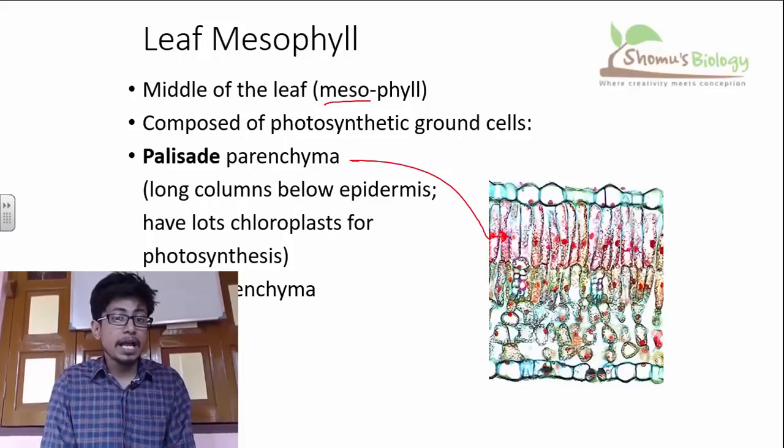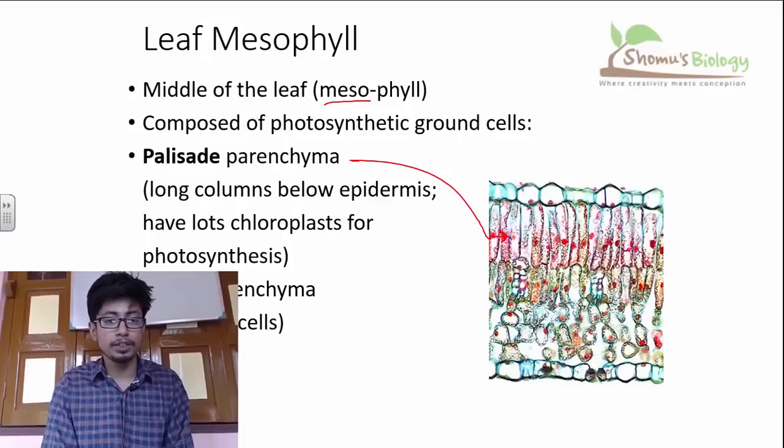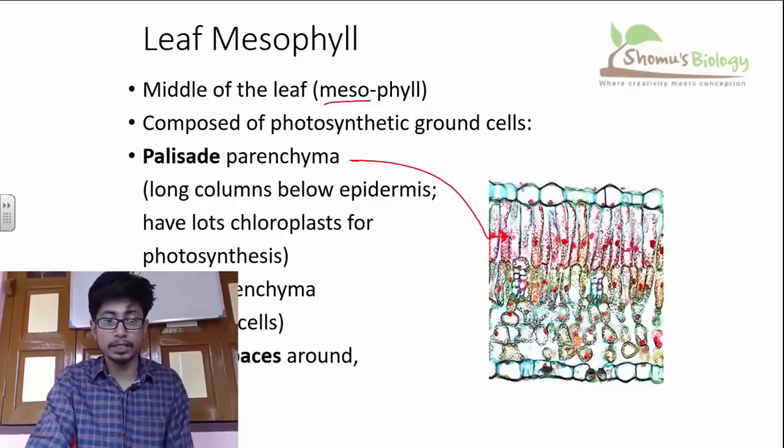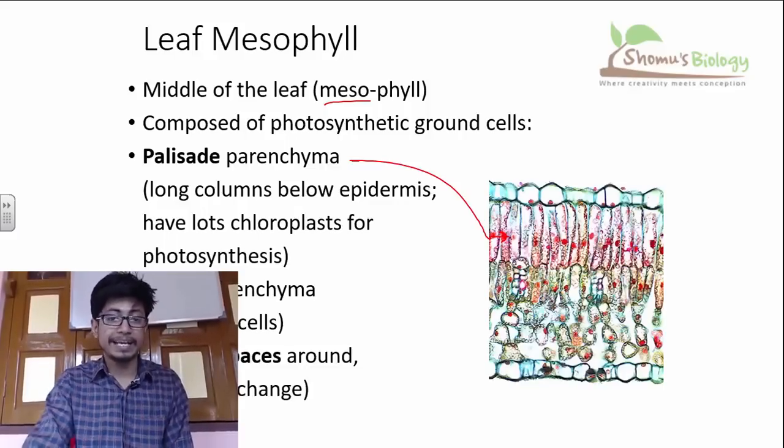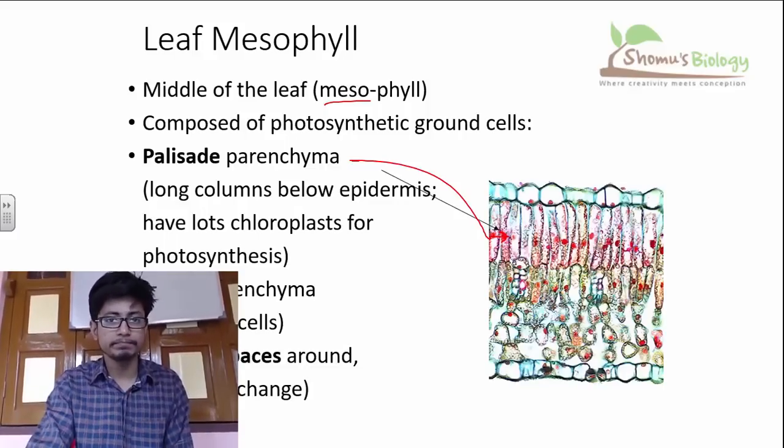Palisade parenchyma helps in photosynthesis, while spongy parenchyma, the spherical cells we talked about, have air space in the middle, and they are required for gas exchange.